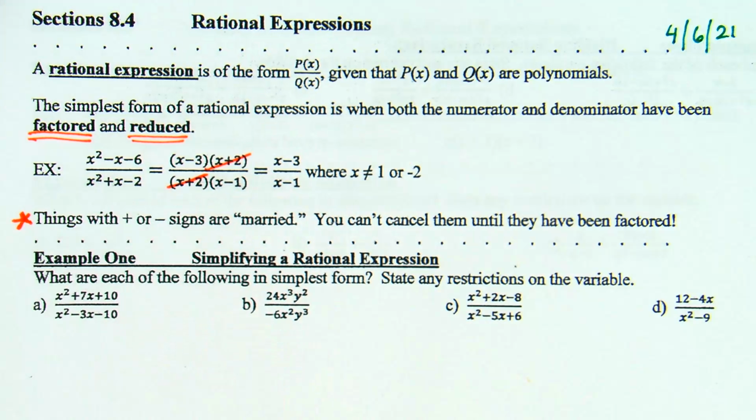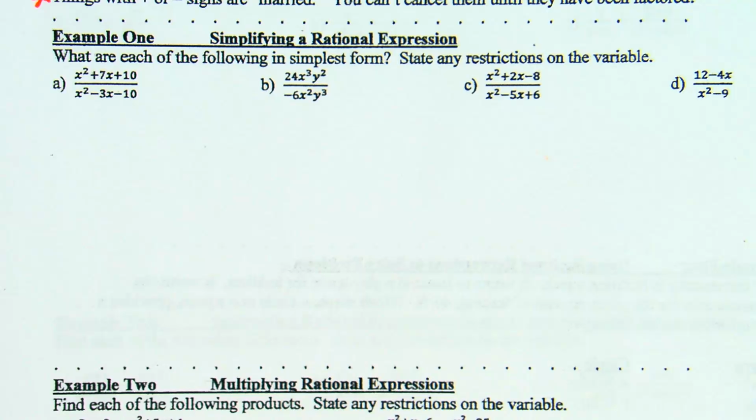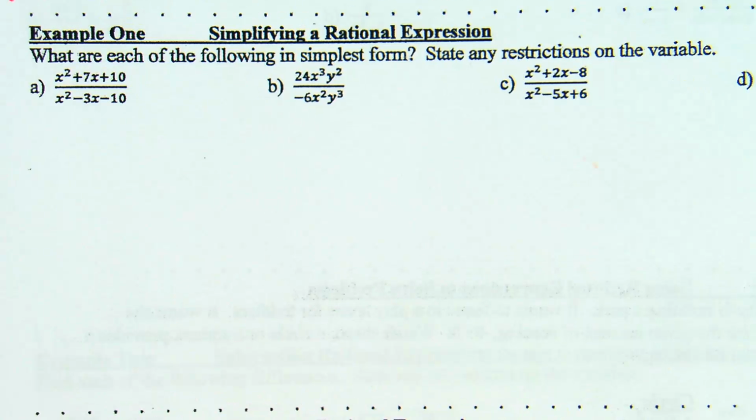So I'm going to jump us right into example A here. And this example 1, this row is all about just simplifying. Okay, what can you do, what can't you do? And notice up above it said to factor and reduce. So as we look at A, x squared plus 7x plus 10 over x squared minus 3x minus 10. Can I cancel the x squareds? No? You've been listening to me? Okay, just checking.